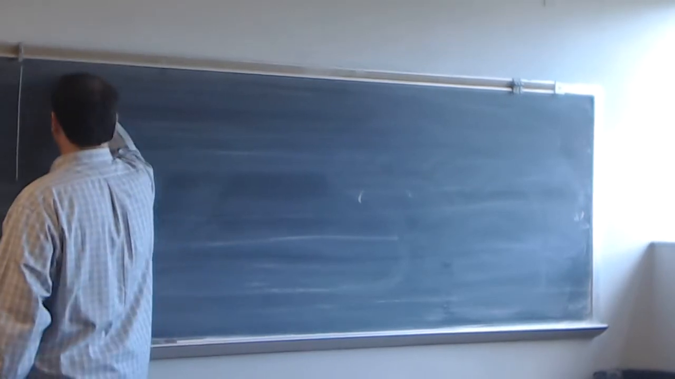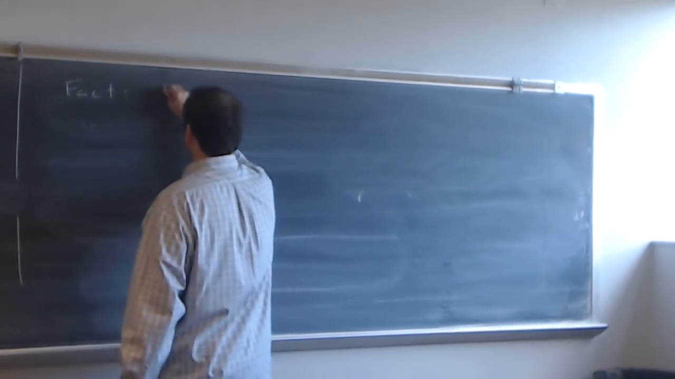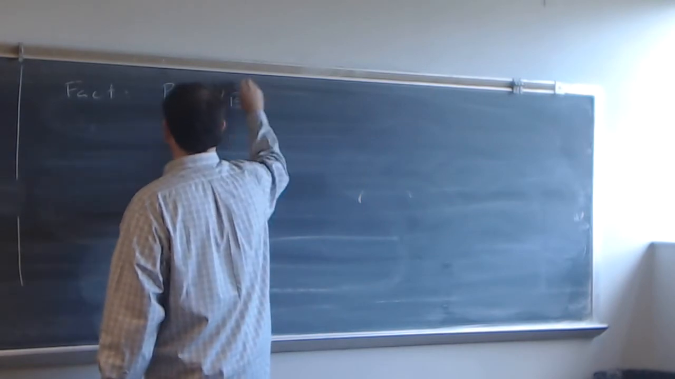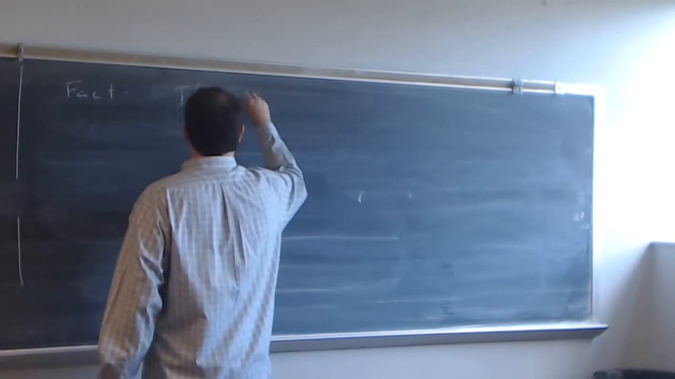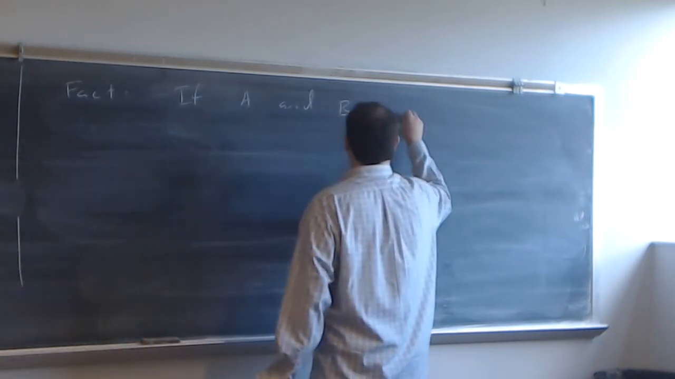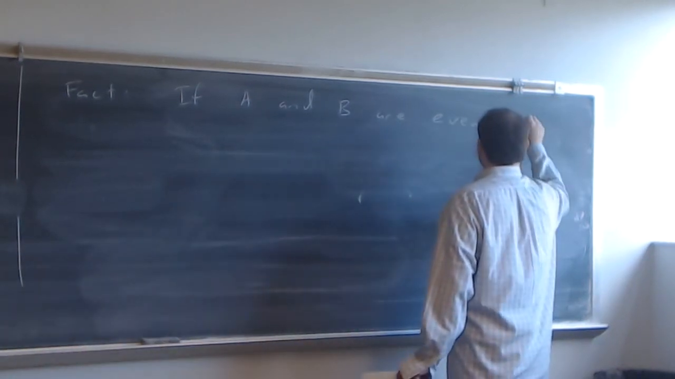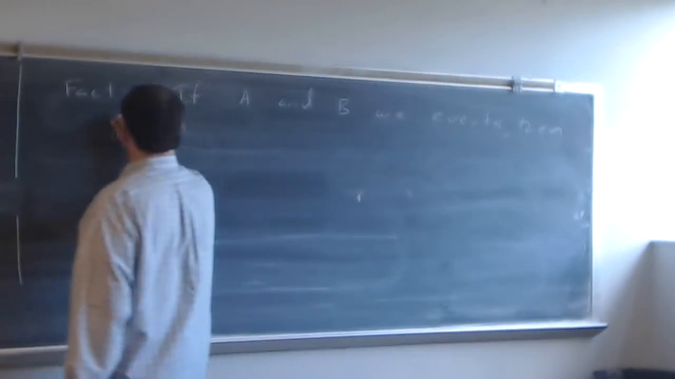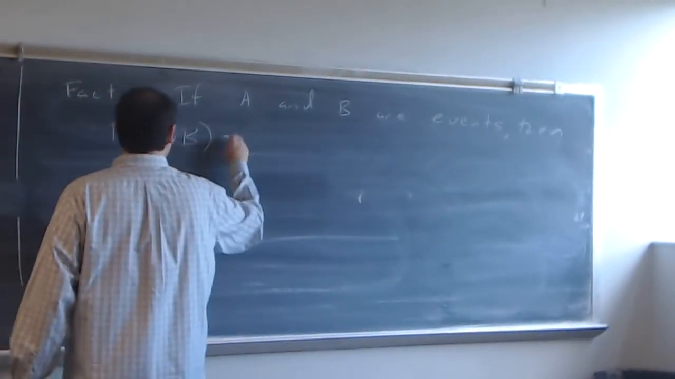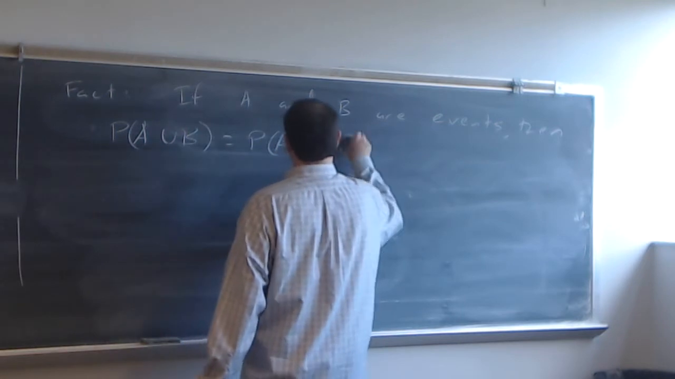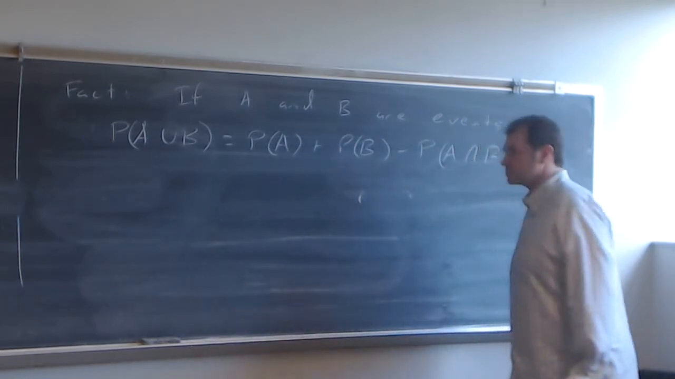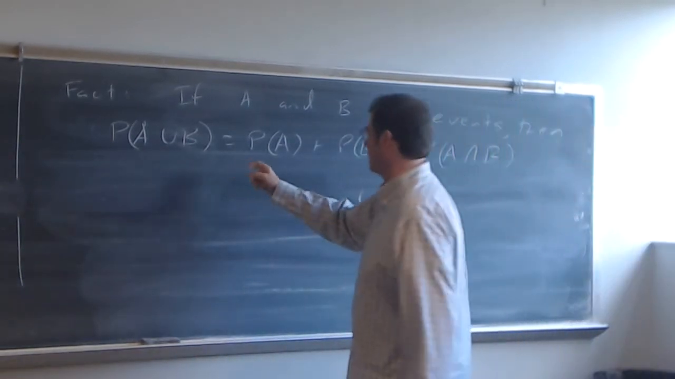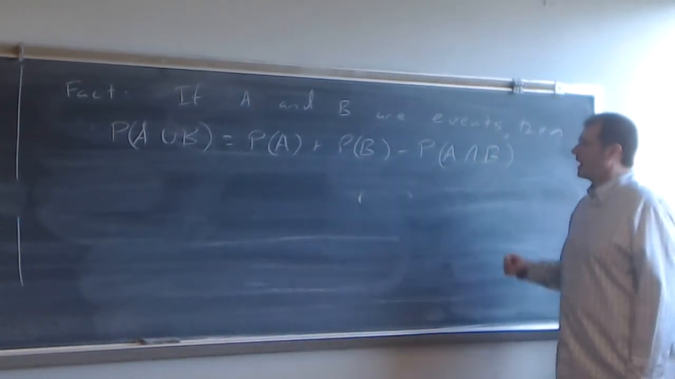Okay. Next thing we want to do is another fact, another property of probability. I'll write down a header for this. If A and B are events, then the probability of A union B is equal to the probability of A plus the probability of B minus the probability of their intersection, what they have in common. So if you combine them, their probability is the probability of each individual one of them added together minus their intersection.